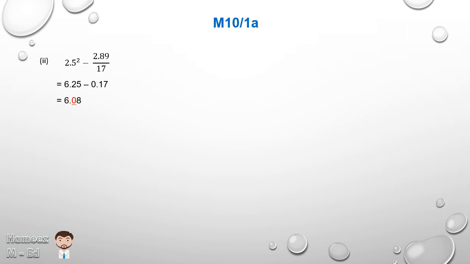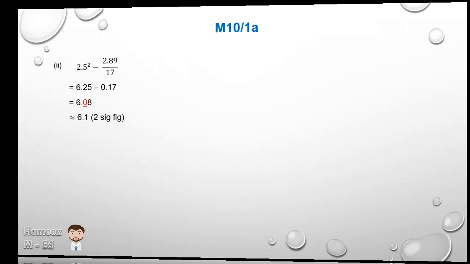Since we wanted 2 significant figures, we can underline that and look at the number to the right of it. The number to the right of it is 8, which is more than 5. As such, we will be rounding off or approximating so that the 0 increases. So our answer now is 6.1 to 2 significant figures.